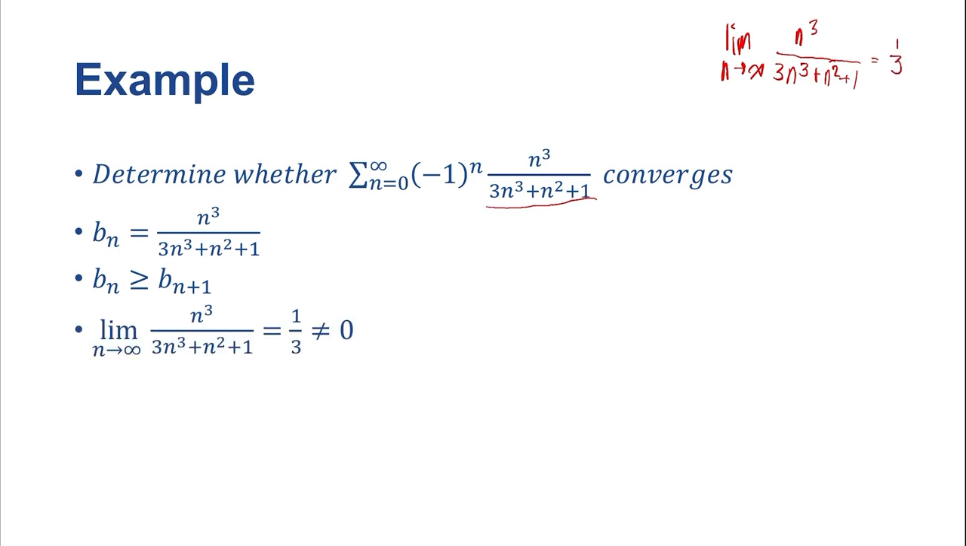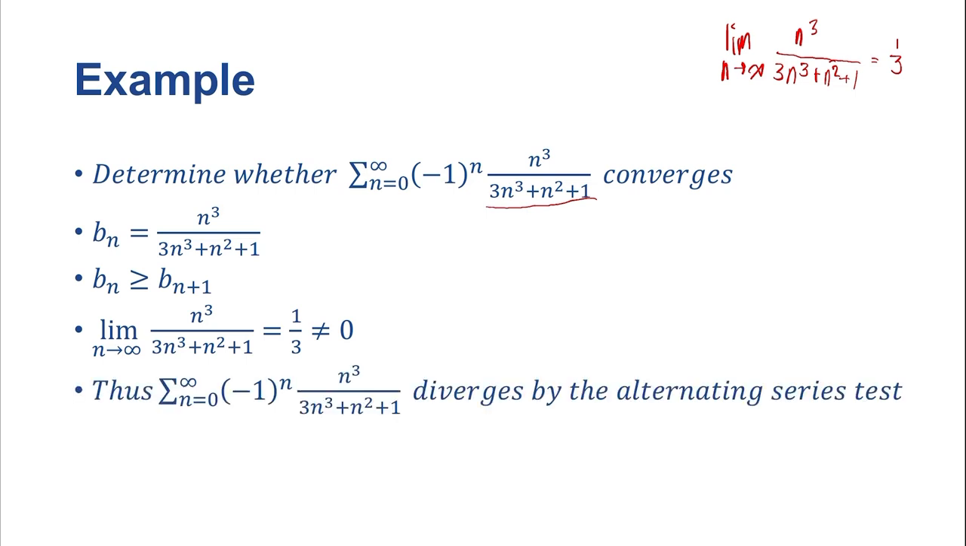So if we have a limit of 1/3, then that's not equal to 0. And for our series to converge, for us to pass the limit test, it needs to be equal to 0. So then our series, the series from n equals 0 to infinity of (-1)^n times n cubed over 3n cubed plus n squared plus 1, diverges by the alternating series test. So we have a divergent series.